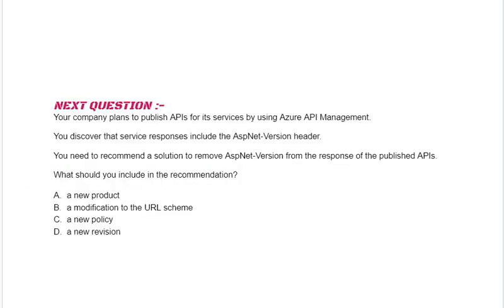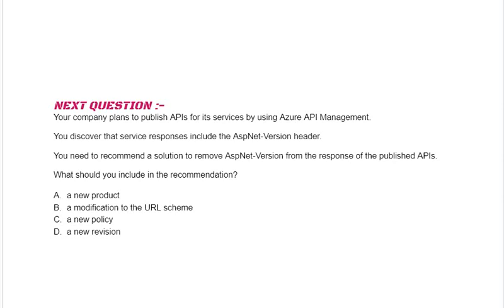Question is, your company plans to publish APIs for its services by using Azure API Management. You discover that service responses include the ASP.NET version header. You need to recommend a solution to remove the ASP.NET version from the response of the published APIs. What should you include in the recommendation?